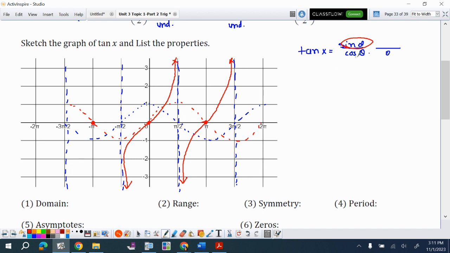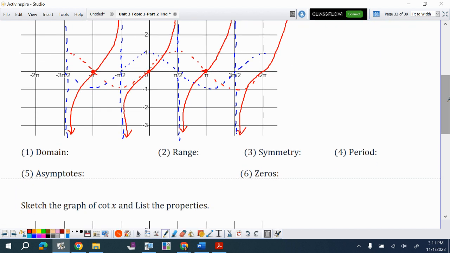Remember, the blue color is the cosine. So division by 0 is just like a rational function: you have a vertical asymptote. Anytime division by 0 happens, it becomes a vertical asymptote. So whenever cosine is 0, you have a vertical asymptote, and it repeats at every period. Make sure you put the arrows at the top and at the bottom. So the red color is your tangent graph.